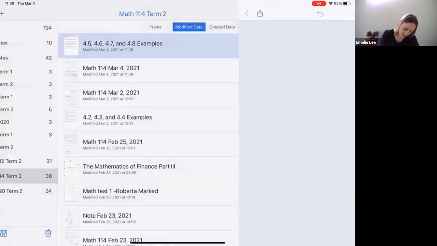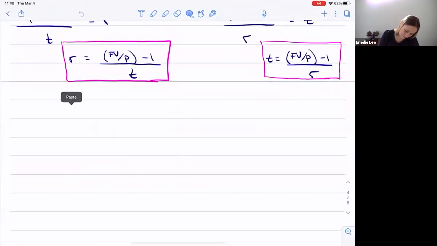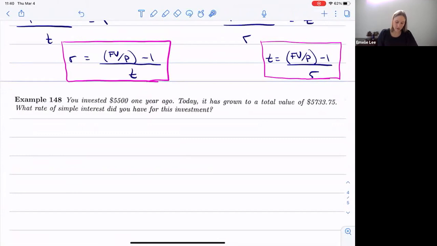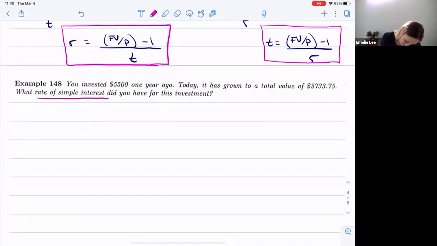Let's do example 148. So example 148, you invested $5,500 1 year ago. Today it has grown to a total value of $5,733.75. What rate of simple interest did you have for this investment, right? And so if I need to find the rate, so here, solve for R. Well, I have the principal amount. I also have the future value, right?